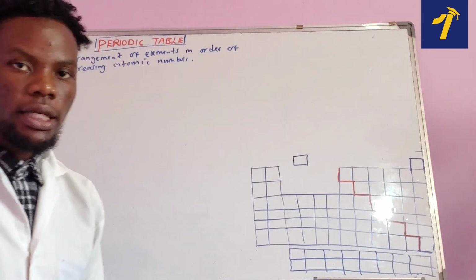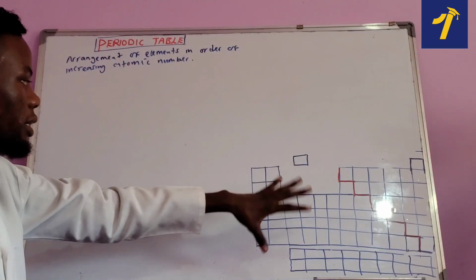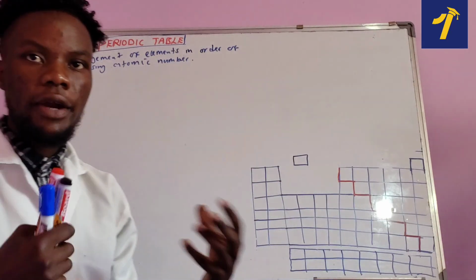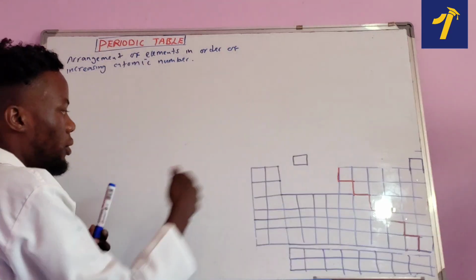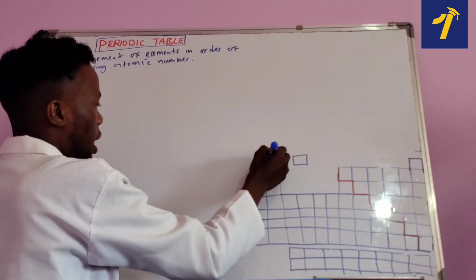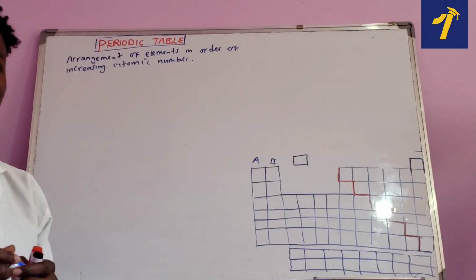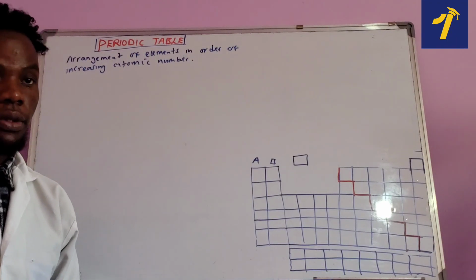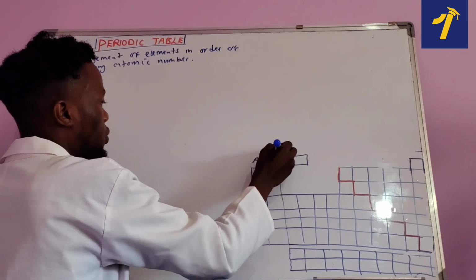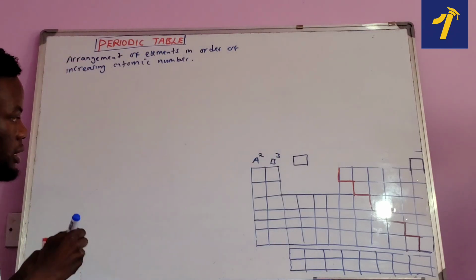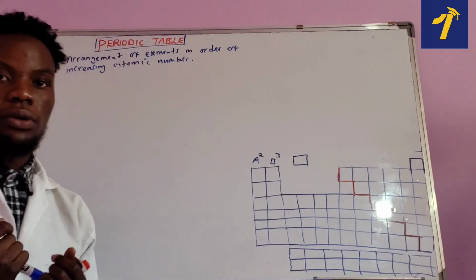Now let us understand what we're talking about. The periodic table is more like a chart that shows the arrangement of atoms. So I'm going to give a scenario here. If you look at this box, if I put element A and B, the way they are going to be arranged, they are going to have different atomic numbers. If element A has atomic number of 2, then this one is going to have 3. As you can see, these atomic numbers are increasing on this chart. So that's what we call a periodic table.